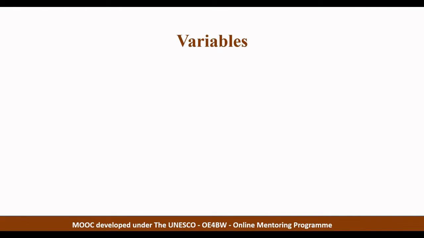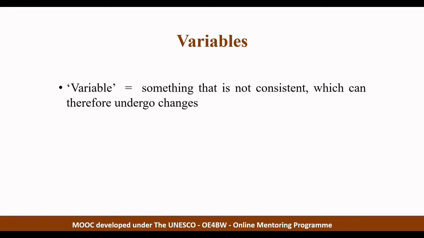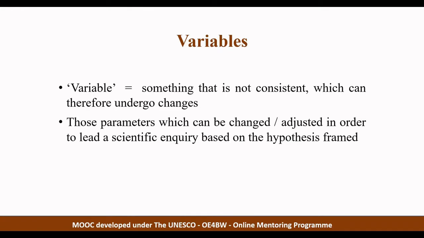The literal meaning of the word variable is something that is not consistent, which can therefore undergo changes. Variables in a scientific study, therefore, are those parameters which can be changed or adjusted in order to lead a scientific inquiry based on the hypothesis framed.